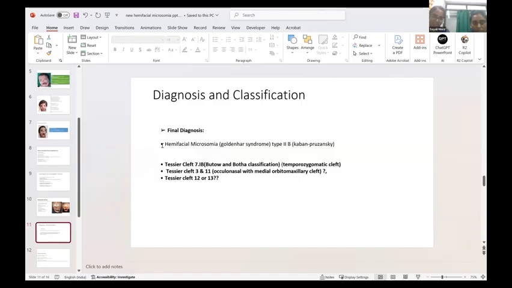hypoplastic but of normal shape. However, in type 2 there are two classifications. Type 2A, where there is abnormal shape of the TMJ unit, whereas in type 2B, there is agenesis, there is deformity of the TMJ unit, and in type 3, there is complete absence of the unit, sir.